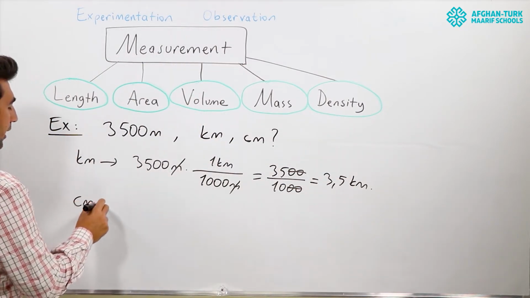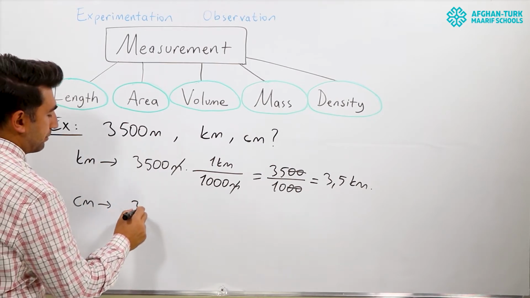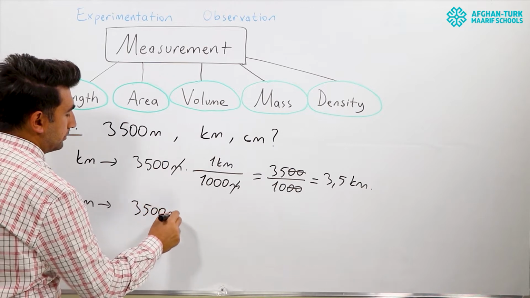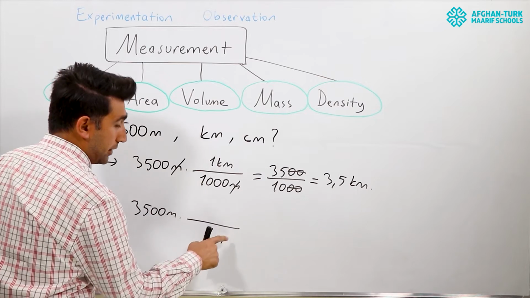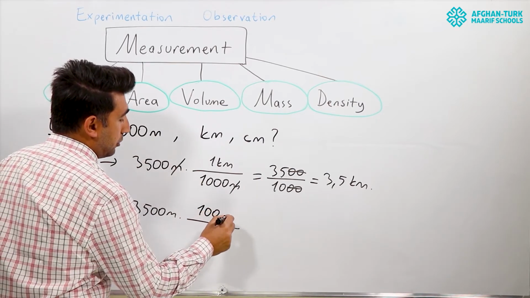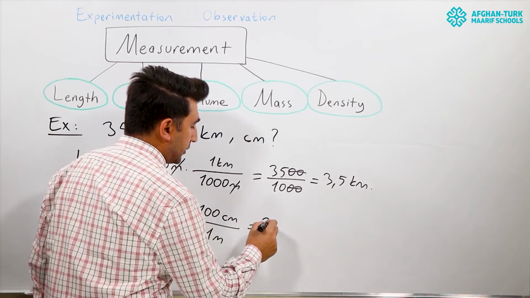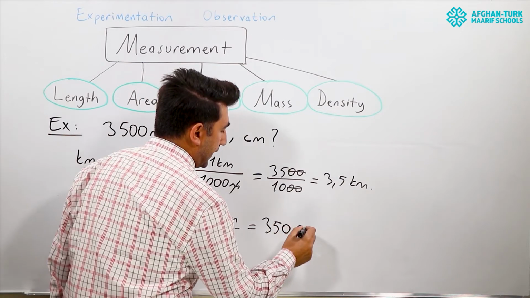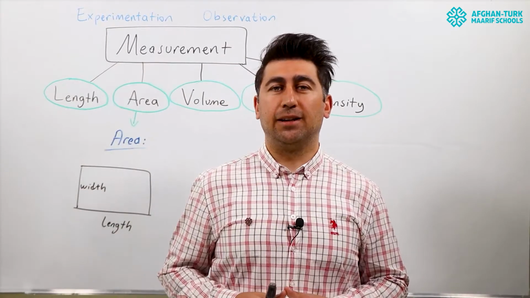Again, to find how many centimeter, it will be 3500 meter. Again, I am writing meter into divider. So in 1 meter there is 100 centimeter, and that's equal to 350,000 centimeter. Okay, let's continue with area.